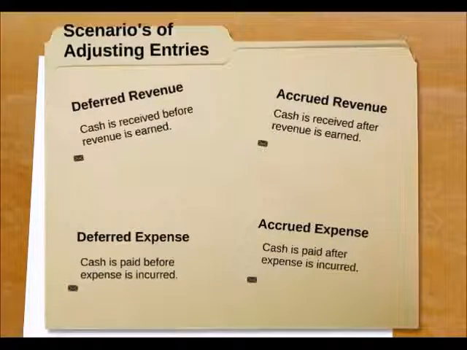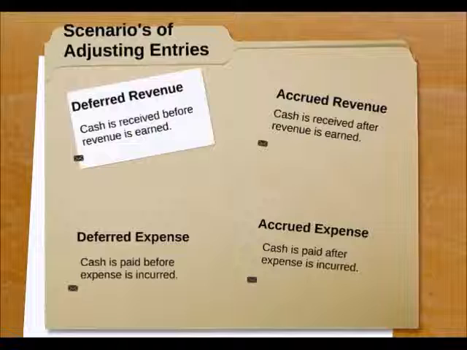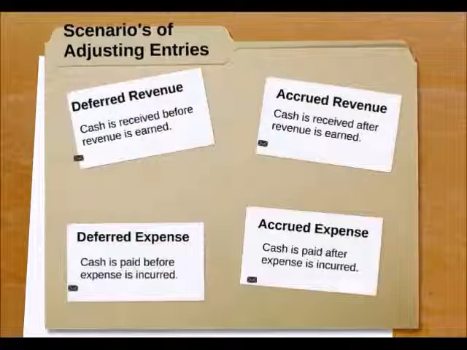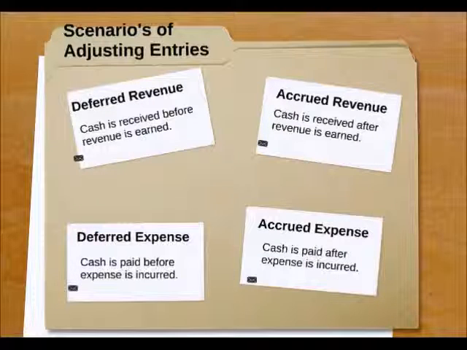There are four scenarios of adjusting entries: a deferred revenue, accrued revenue, deferred expense, and accrued expense. Of these scenarios, I will go through examples of a deferred revenue and a deferred expense.